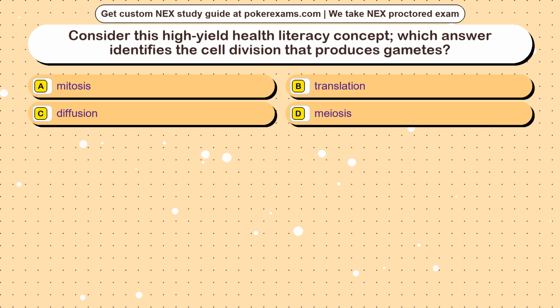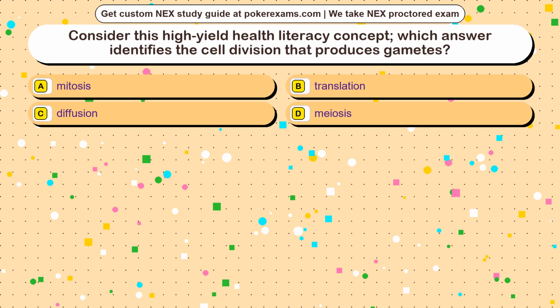Question 18. Consider this high-yield health literacy concept. Which answer identifies the cell division that produces gametes? Option A, mitosis. Option B, translation. Option C, diffusion. Option D, meiosis.